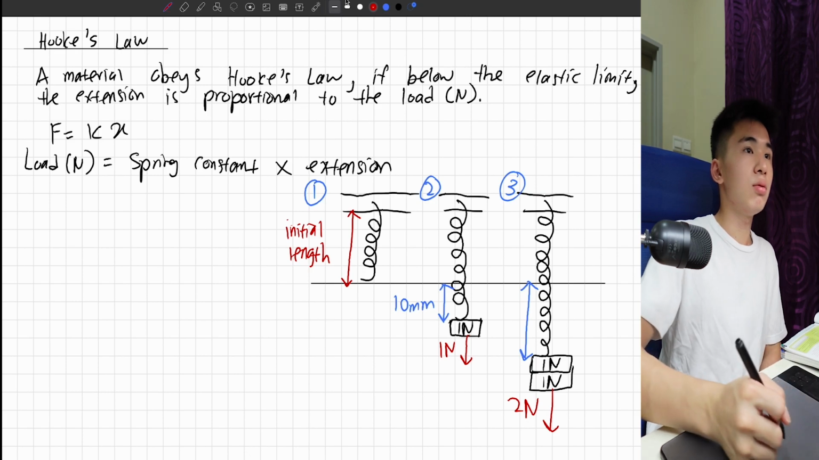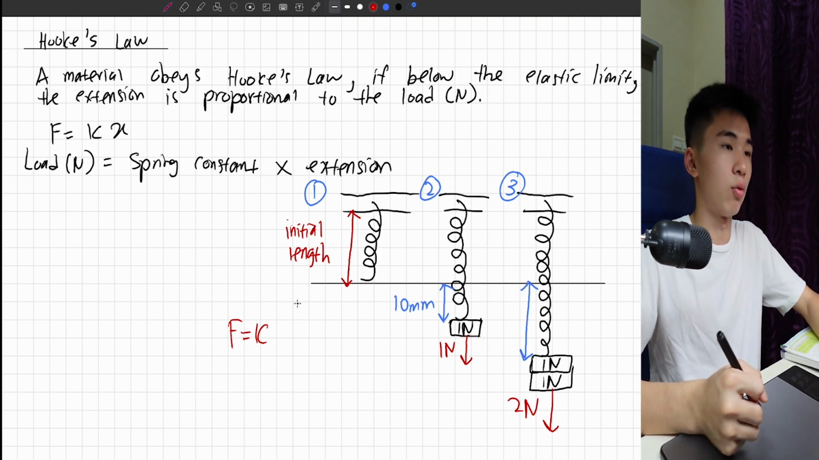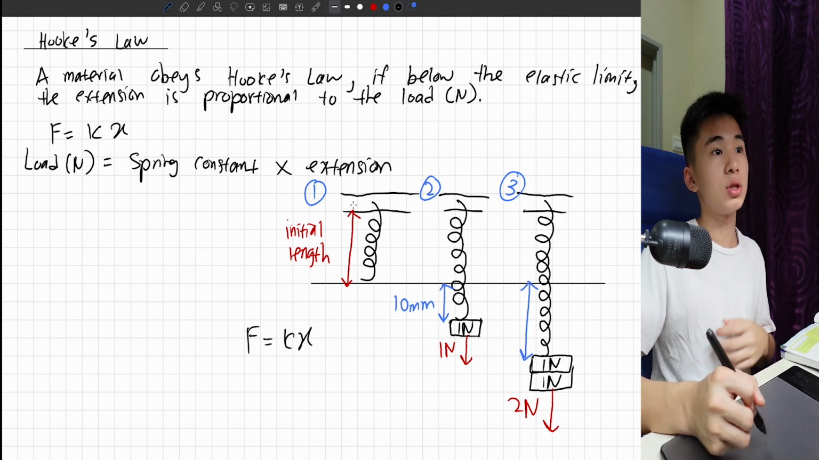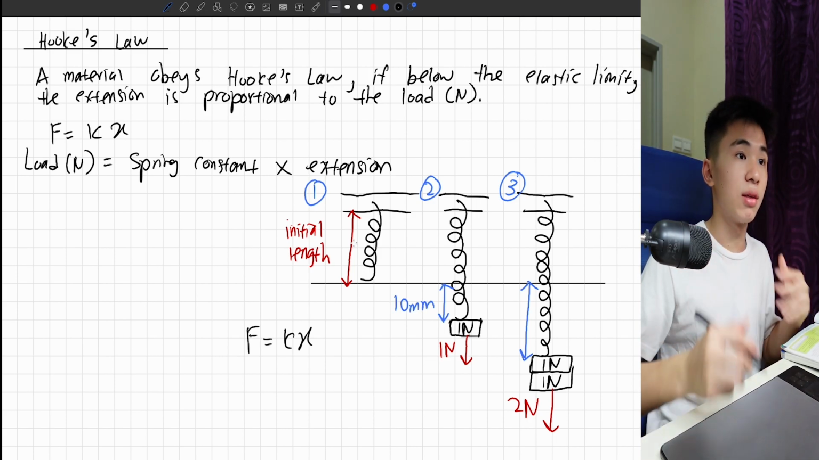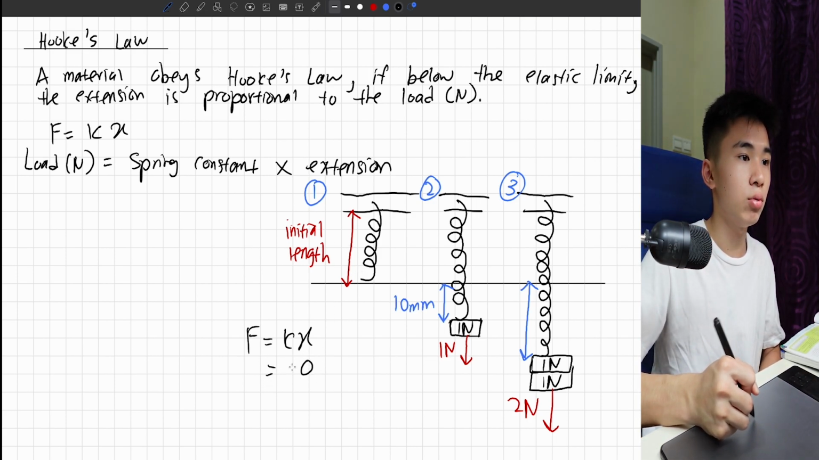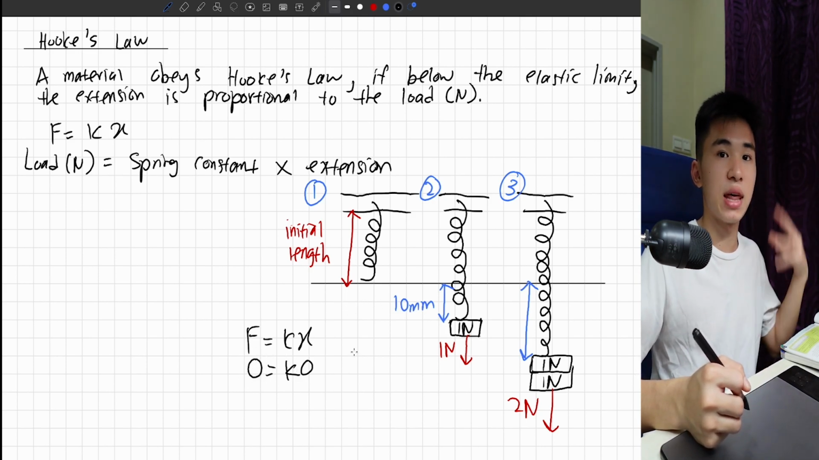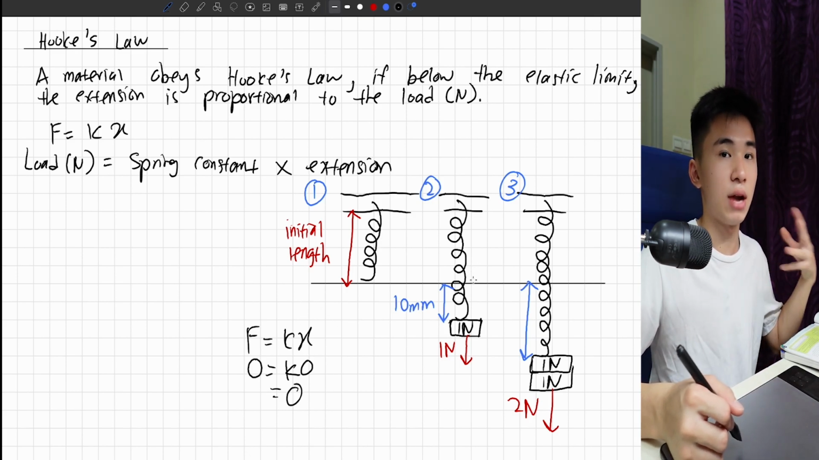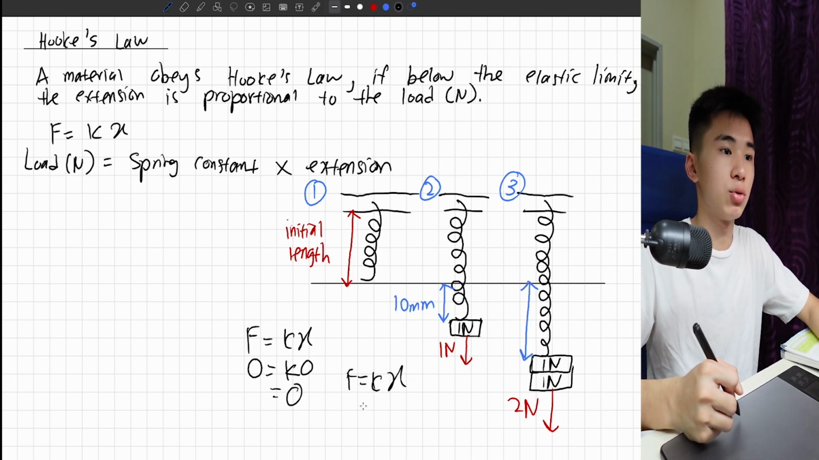Okay, so let us just look at this F equals to kx formula for a while. F equals to kx. So right here, the initial length, which is the original length of the spring, is not the extension, so the extension will be 0, which means no extension means no force. Or no force means there is no extension. Okay, so right here the constant will be 0, because there is no extension in it, there is no force. Let's try another one, F equals to kx, the diagram number 2 right here.